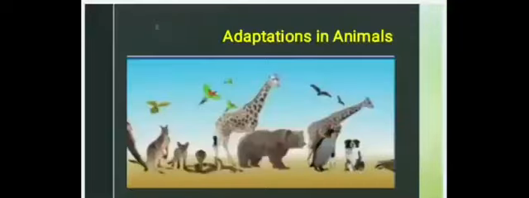Now we will start with the next topic of this chapter, that is adaptation in animals. Now see your surroundings and make a list of animals in your surroundings. Compare the diversity of animals. Observe the habitats. Habitat means where the animal lives. Observe the food habits and characteristics of structure like vertebral column, wings, gills, tail, etc.